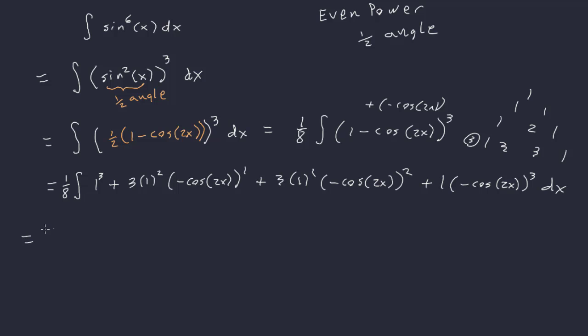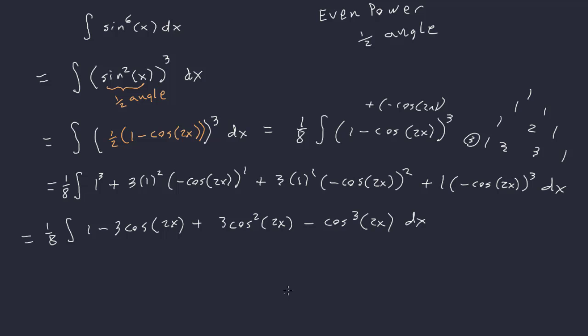All right, now we'll get 1/8 integral of 1. Here we'll get minus 3 cosine of 2x. Now this piece right here is ready to integrate, no problem. This piece, however, will become a plus 3 cosine squared of 2x. Now this is not ready to integrate. And then even worse, here we get a minus cosine cubed of 2x.